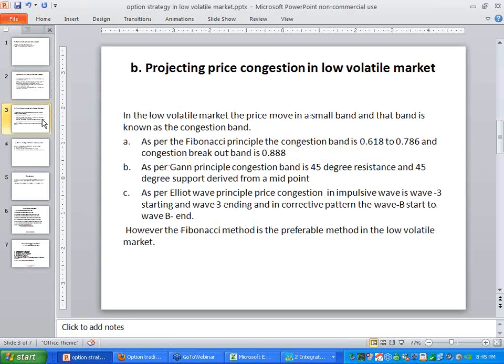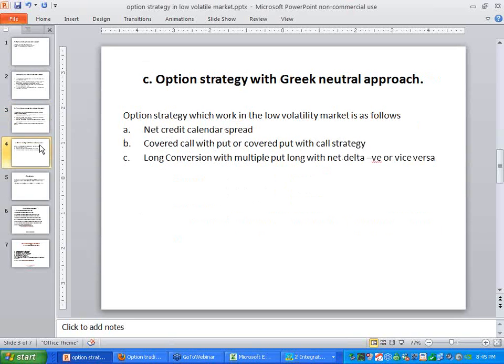The Fibonacci principle will be used to identify the price congestion or the narrow band beyond which the price may not move in this low volatile condition. And we have also learned what strategies are more effective in this low volatile market. So net credit calendar spread, covered call and long conversion, or short conversion. These are the strategies useful in the low volatile market.